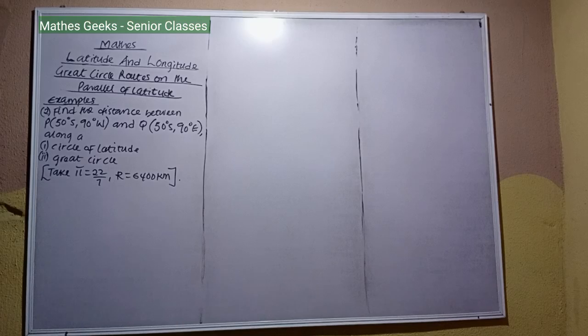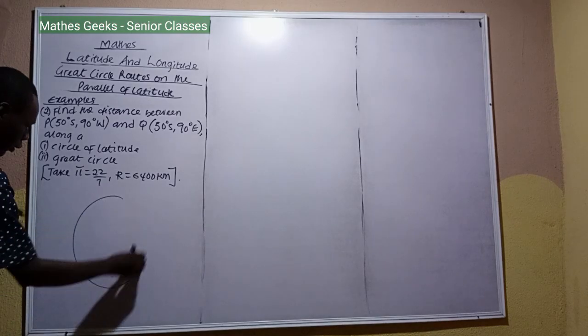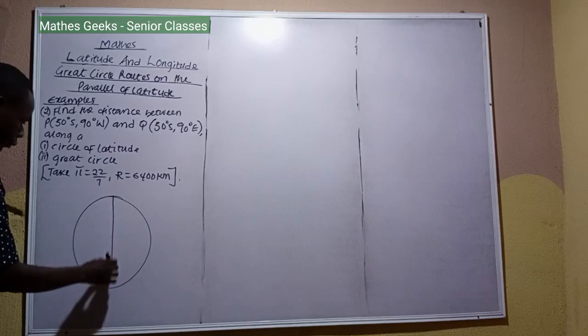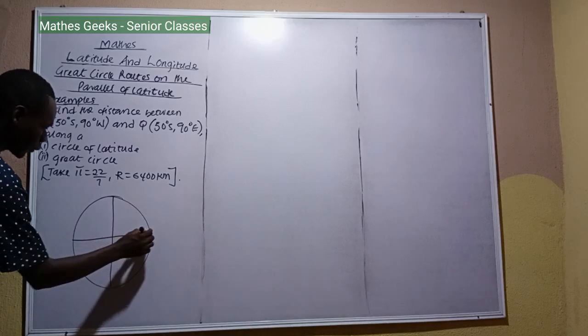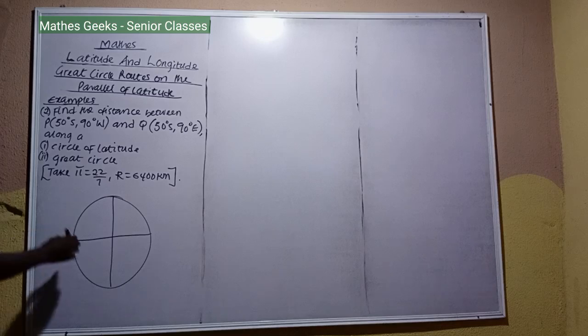So in this example, we are still going to mix the two. I'm still going to use the 2 formulas to solve the great circle route or distance of 2 points along great circle. But first of all, let's draw the circle of latitude. So find the distance between P 50 degrees south, 90 degrees west, and Q 50 degrees south, 90 degrees east, along (i) a circle of latitude and (ii) a great circle. Take pi to be 22/7 and r 6,400 kilometers. So let's get a sketch of the diagram. This is the equator, so 50 degrees south.